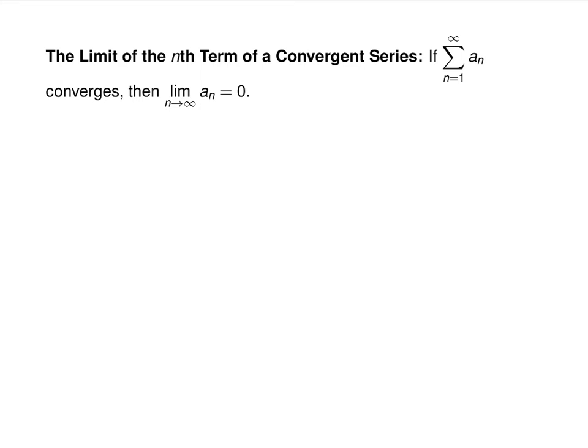Now, a great way to test if a series is a candidate for convergence is to look at the limit of the things that you're adding up. If the things that you're adding up don't get small, as in don't go to 0 quickly enough, then the sum will be divergent. So what we're going to prove here is that if your series converges, then you can conclude that the limit as n goes to infinity of the a_n's is 0.